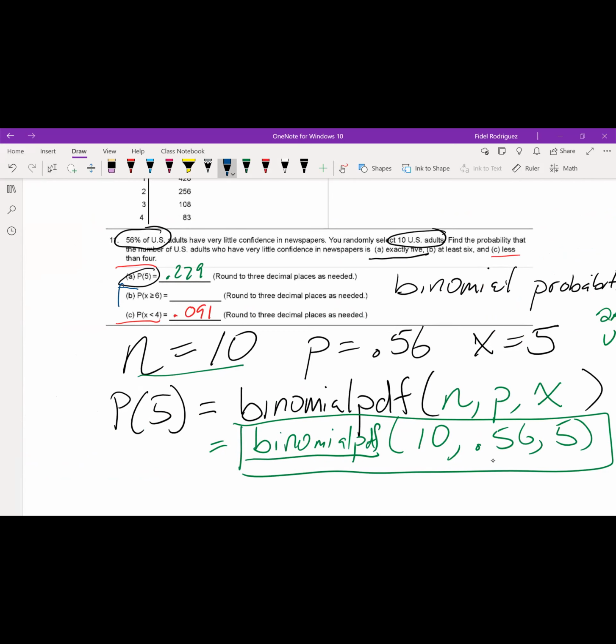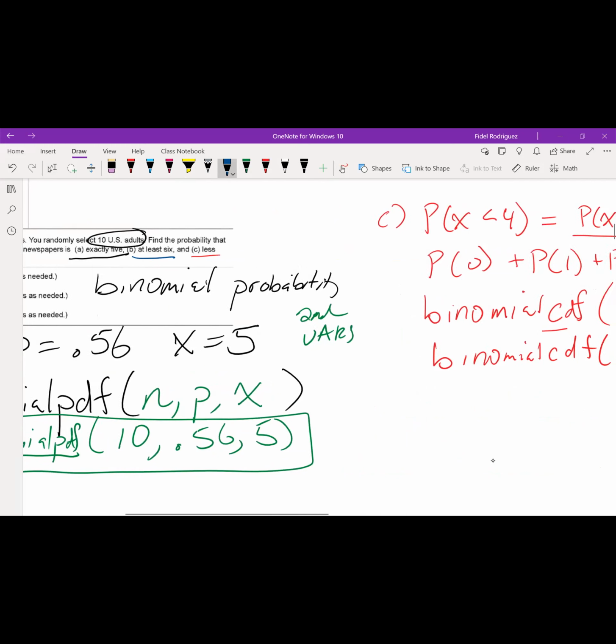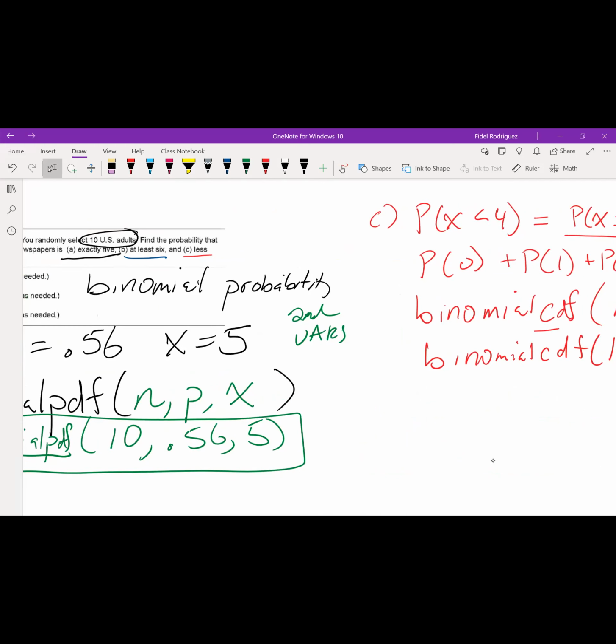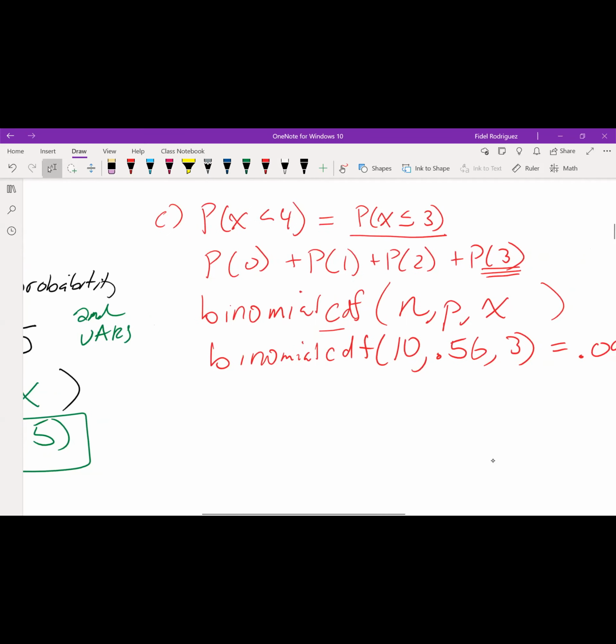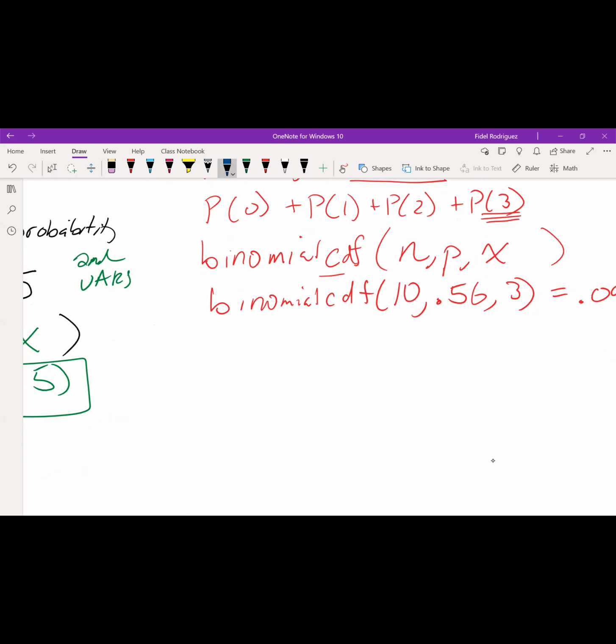Part B says, what's the probability that it is at least 6? Notice how they write it here. At least 6 means 6 or more. Like if I said I want to have at least 6 kids, it means I want 6 kids or 7 kids or 8 kids or 9 kids or whatever, but I don't want to have less than 6.